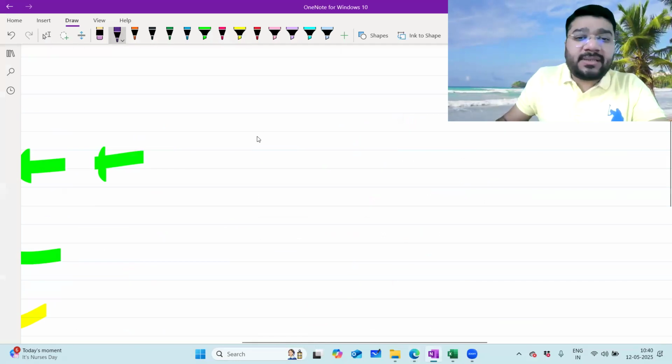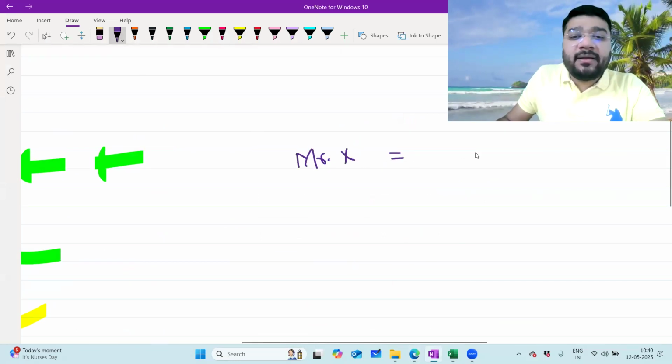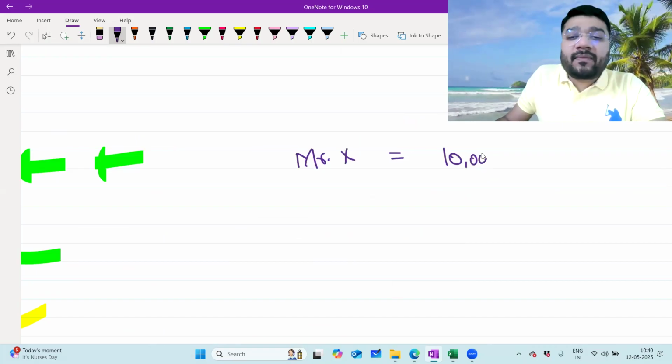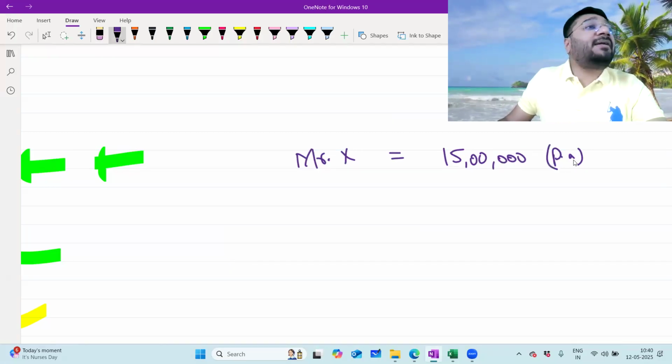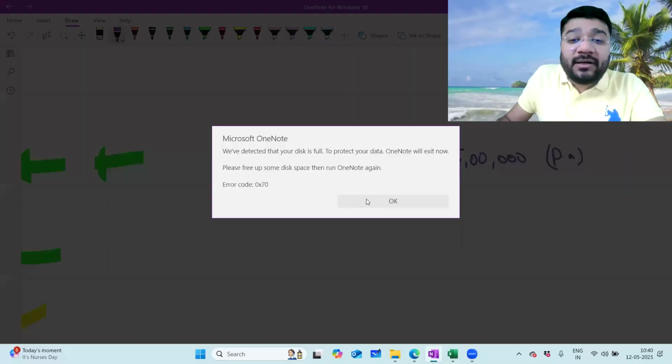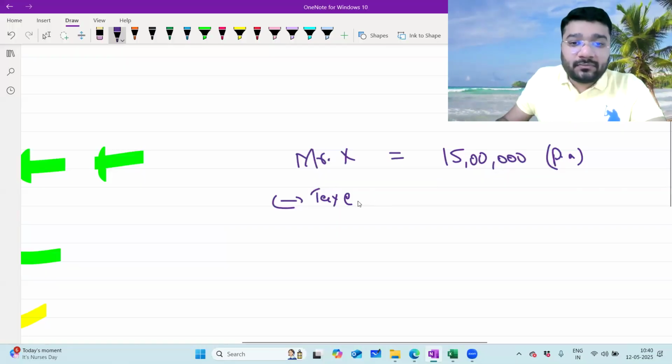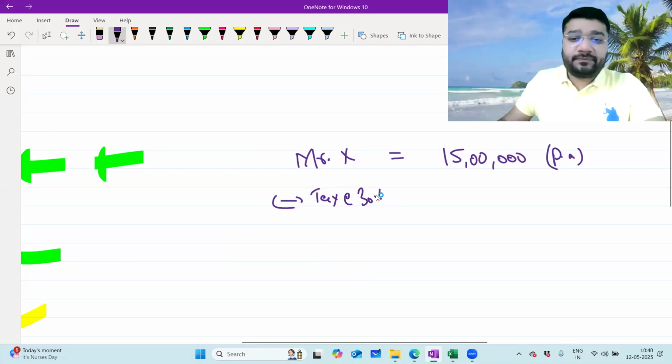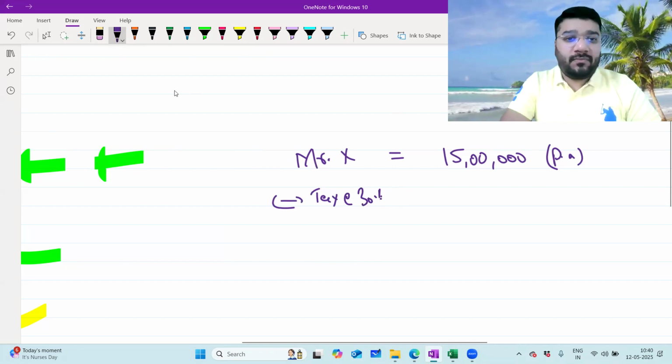Let's suppose there's a person called Mr. X. He has earned 15 lakh rupees salary in a year. How much salary? 15 lakh salary per annum. And let's suppose on this the tax that is paid is 30%, tax at the rate of 30%. So can you please tell me what is 30% of 15 lakhs? Online people? 4 lakh.